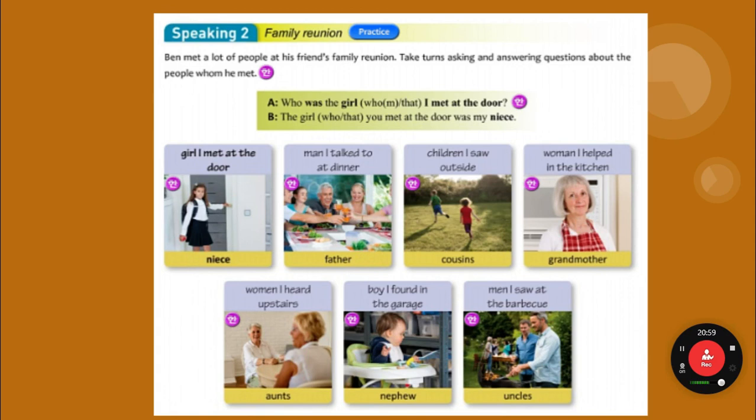Who are the men I saw at the barbecue? The barbecue is when you cook meat, usually outside, over a hot grill. Who were the men I saw at the barbecue? The men who you saw at the barbecue were my uncles. Were my uncles. Okay.